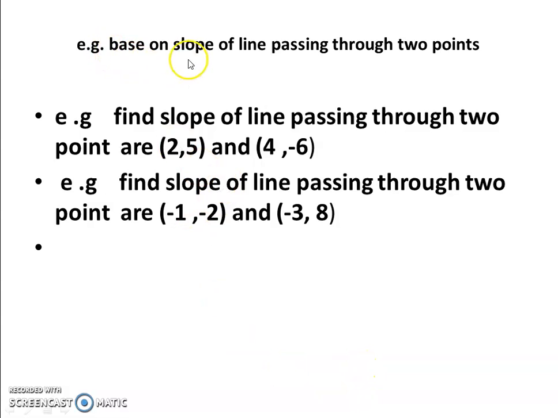Now examples based on the line passing through the points. Find the slope of the line passing through the 2 points 2, 5 and 4, -6. Find the slope of the line passing through the 2 points -1, -2 and -3, 8. You must use the formula m is equal to y2 minus y1 upon x2 minus x1.